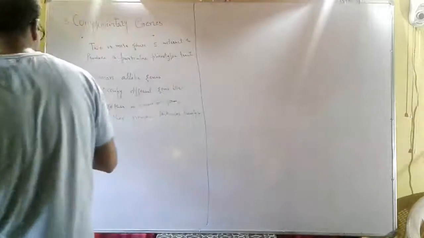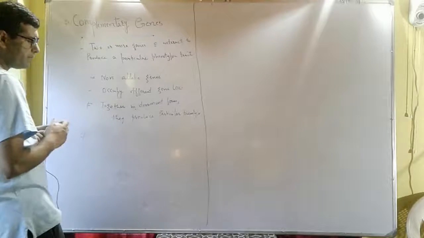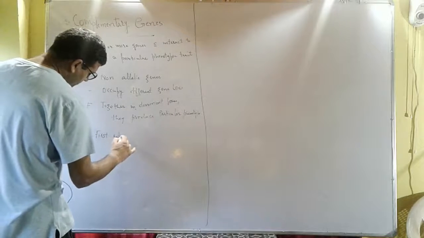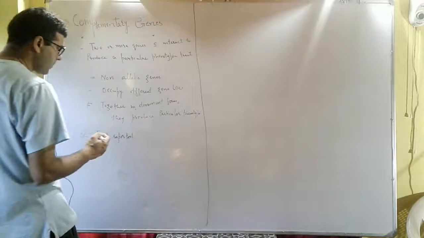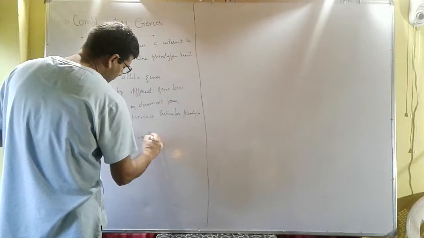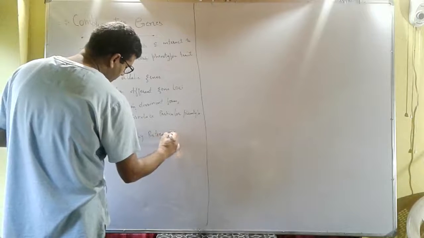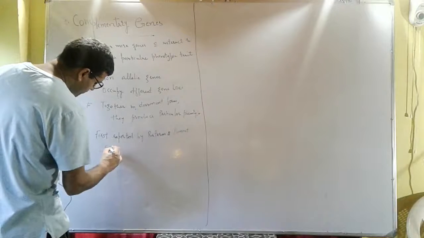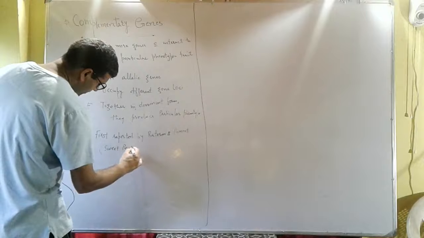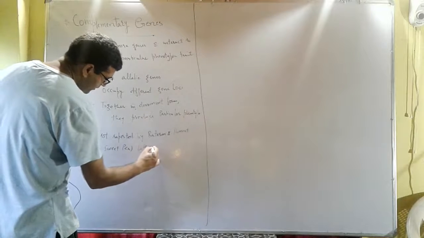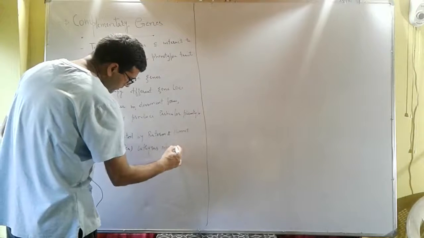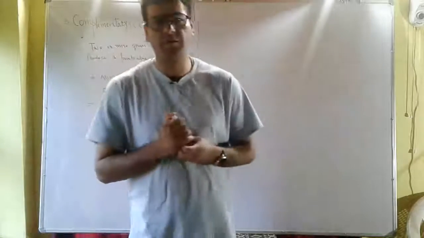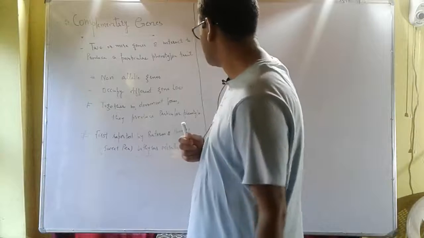These complementary genes were first reported by Bateson and Punnett in sweet pea, Lathyrus odoratus.